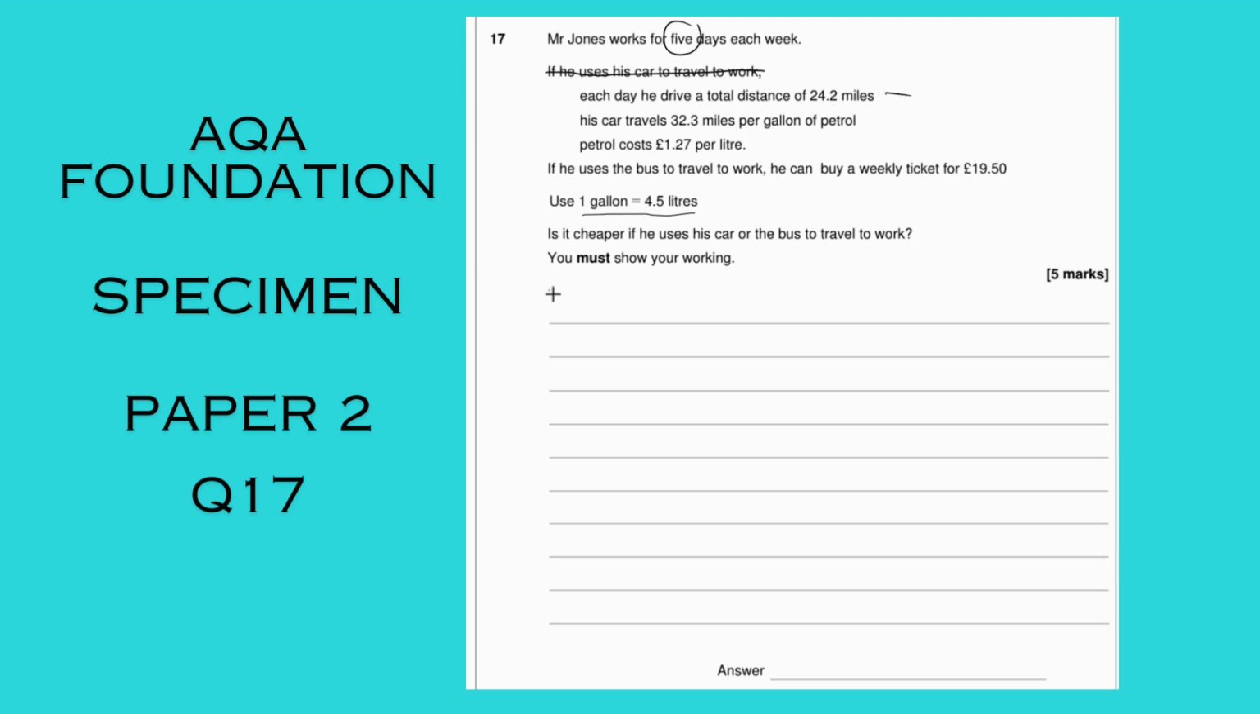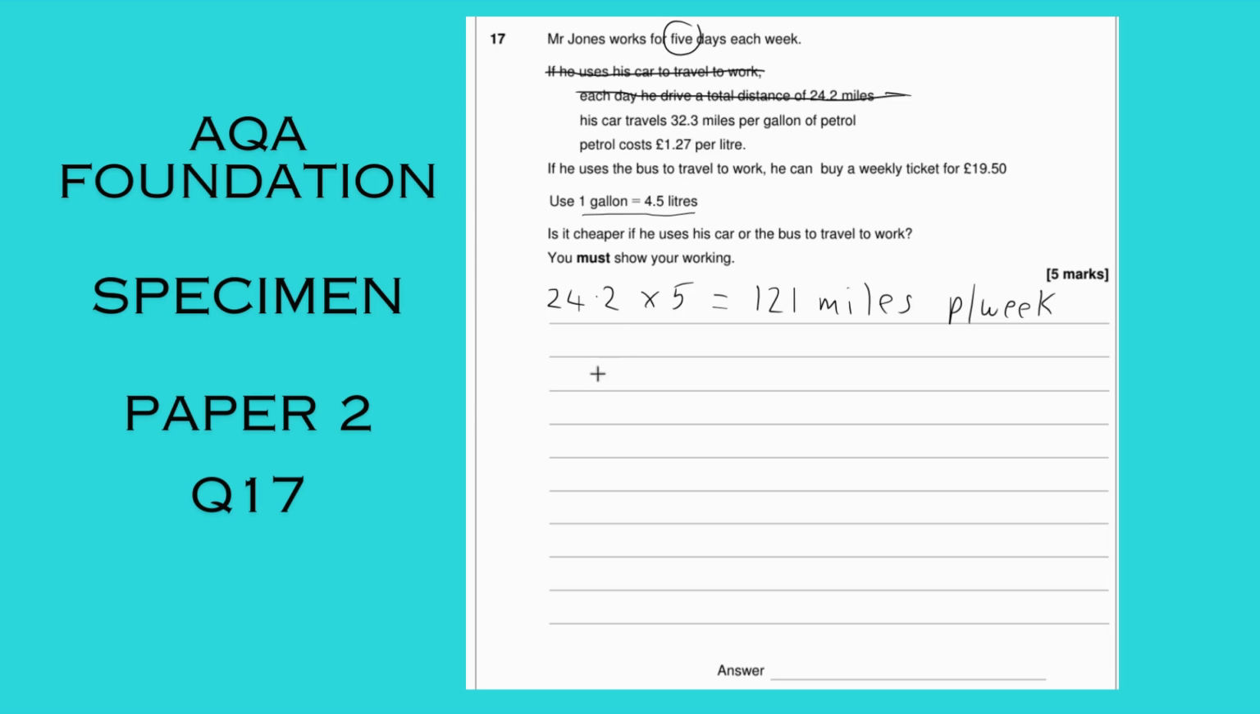First line, we can do something. Each day, he drives 24.2 miles. Well, it's 5 days, so 24.2, paper 2, don't forget, on your calc, times by 5. He's doing 121 miles per week. Know where you are in the question, put the units in, and we know we've dealt with that line.